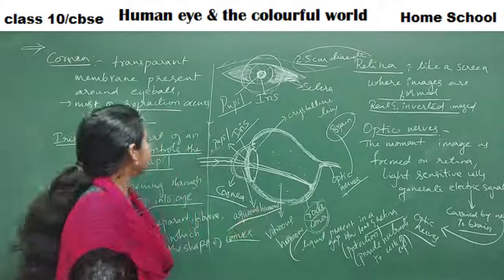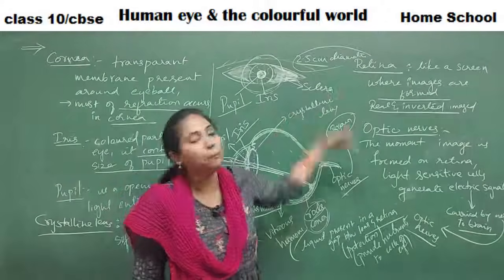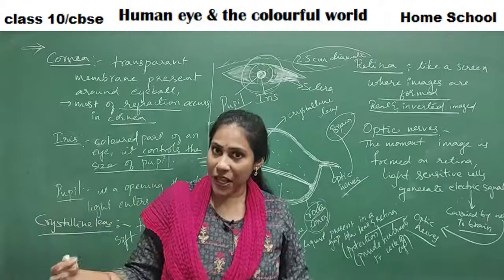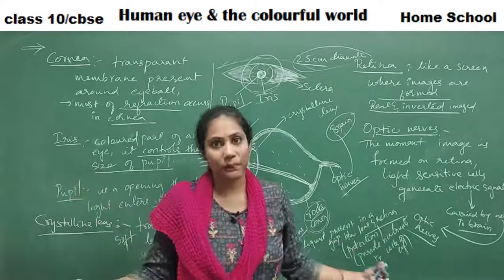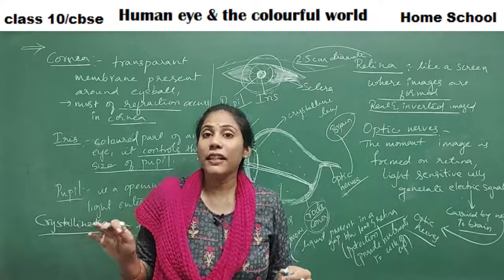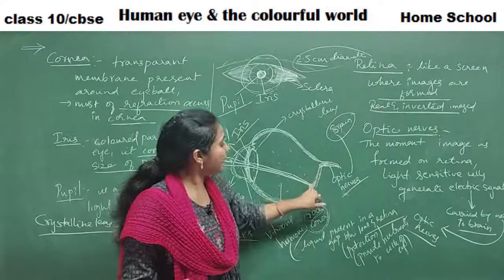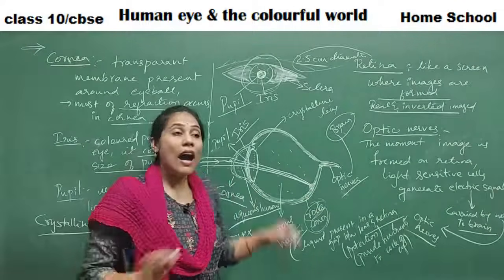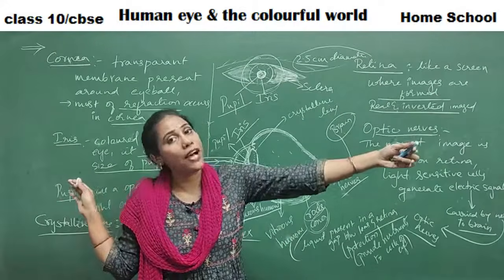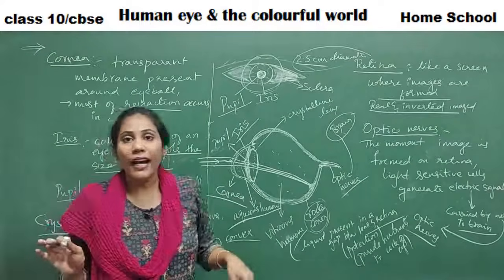Clear? So these are the different parts of the human eye and their importance, their duties. This is the first part of the chapter, the human eye's structure. In the next part of the chapter, we are going to learn about the power of accommodation: how images are formed on the retina, how we can see near objects, how we can see objects kept far away, and what happens to the lens. Everything we will try to understand.